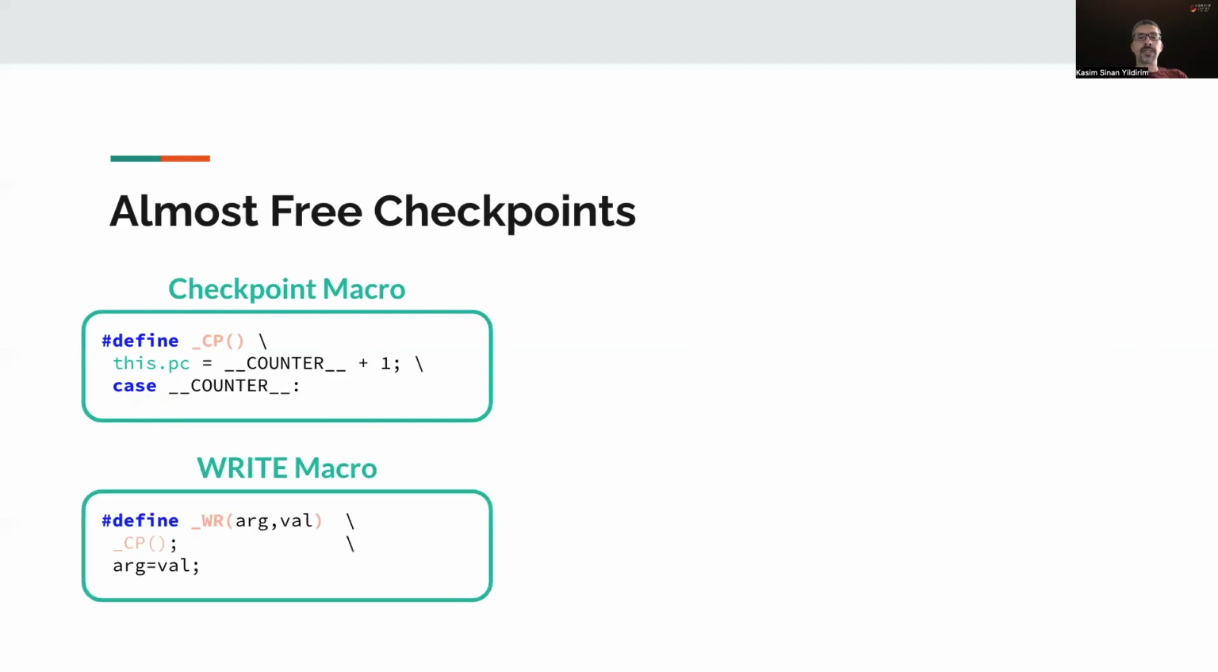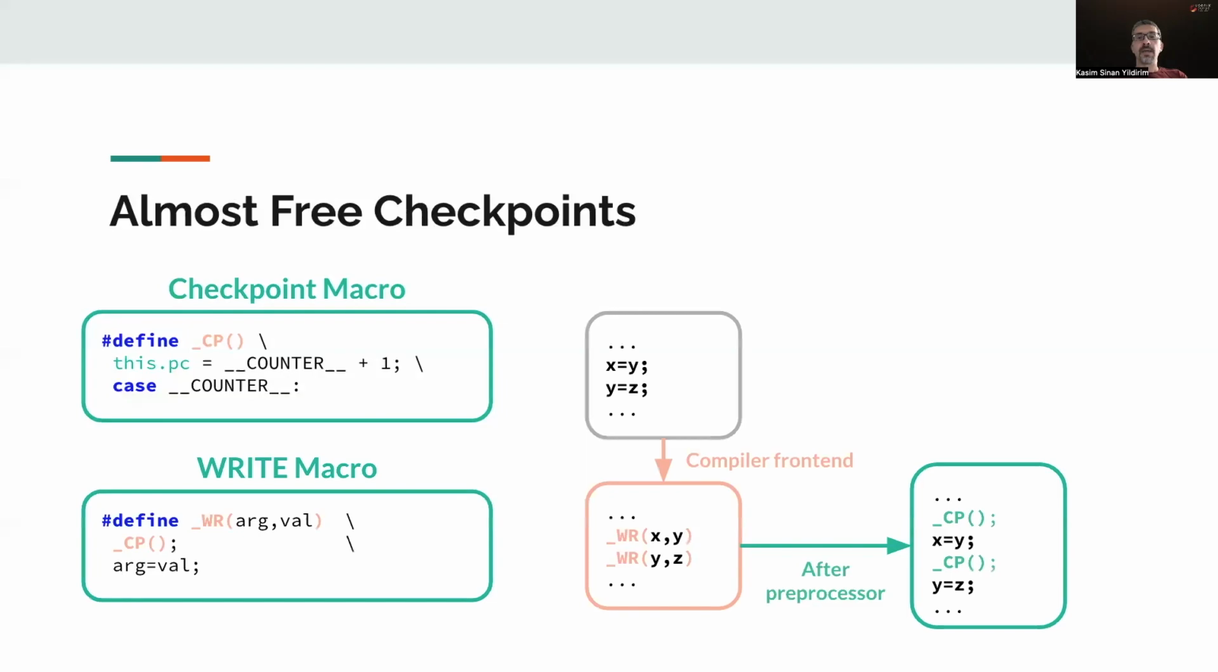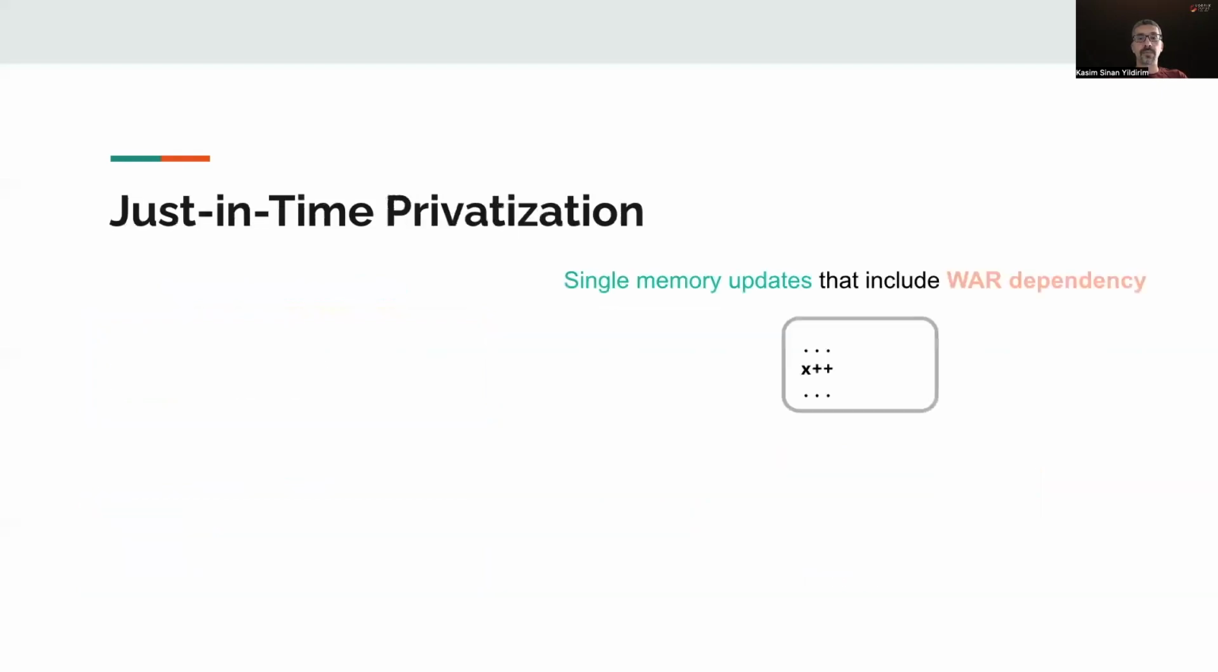The second macro is write, which performs single memory updates that do not lead to write after read dependencies. Since a sequence of memory update operations forms a write after read dependency, by inserting checkpoints between these assignments, write after read dependencies are prevented and memory inconsistencies are eliminated.